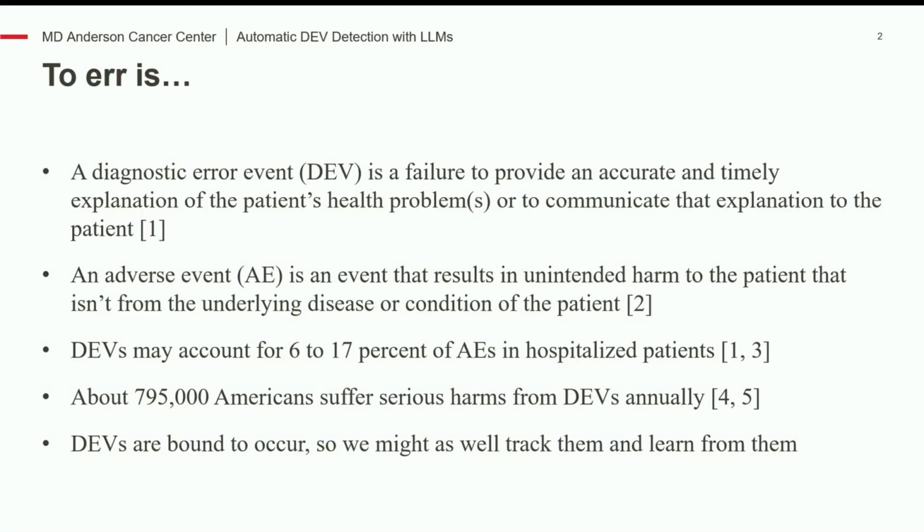So DEVs are really important because DEVs affect a lot of people. Specifically, I've got a quote for Americans, but it affects people all over the world. About 800,000 Americans suffer serious harms from DEVs annually. So since DEVs are bound to occur, we might as well track them in some way and try to learn from them. That's typically what hospital systems do: they've got some patient safety team that reviews safety events, sees if they're associated with an adverse event, and sees if there is a diagnostic error event that caused it. A lot of events are being categorized, but we're specifically focused on capturing diagnostic error events because they really help shape standard operating procedures.